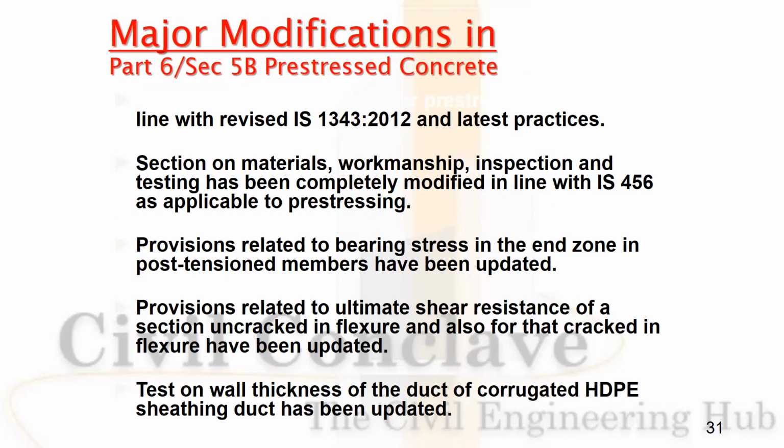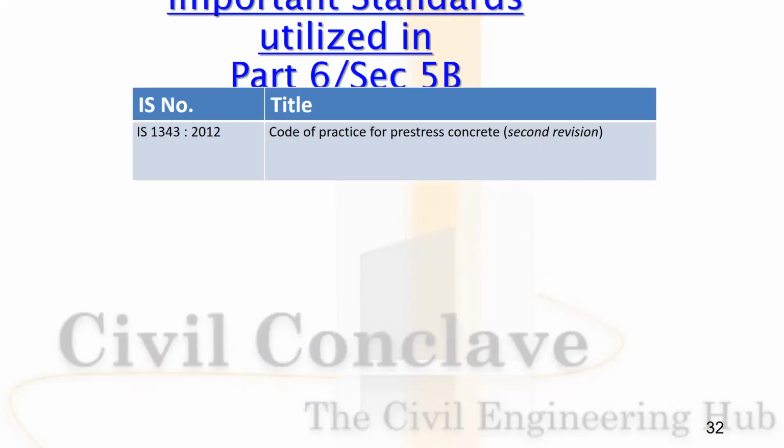Pre-stressed concrete. Section on materials, workmanship, inspection, and testing has been completely modified in line with IS 456. Provision related to bearing stress in the end zone in post-tension members has been updated. Provision related to ultimate shear resistance of a section uncracked in flexure and also cracked in flexure has been updated. Test on wall thickness of the duct of corrugated HDPE sheathing has been updated. Reference code will be IS 1343.